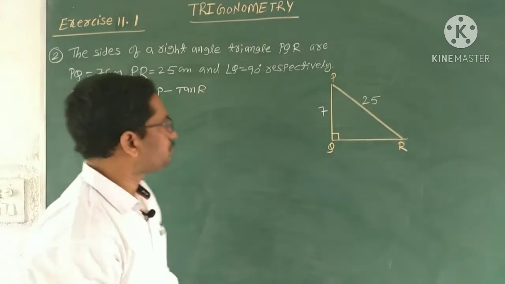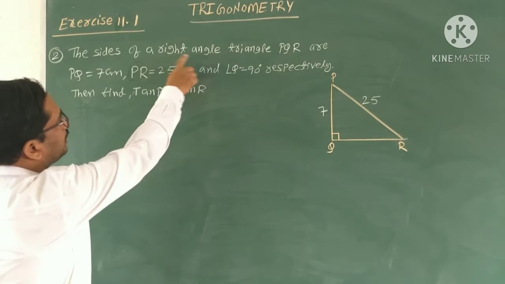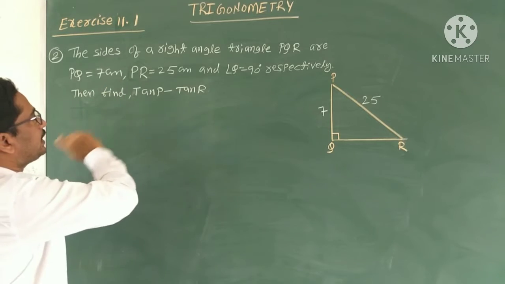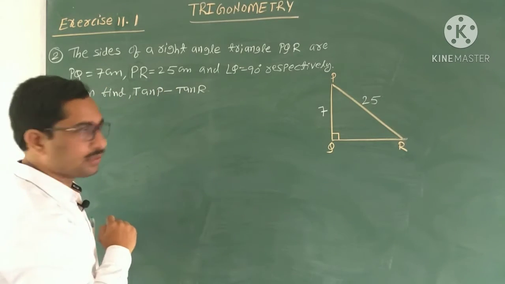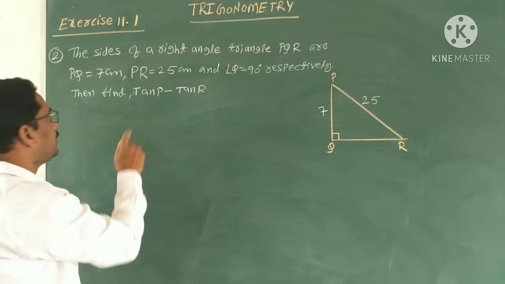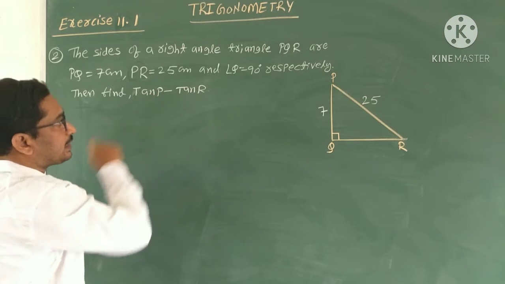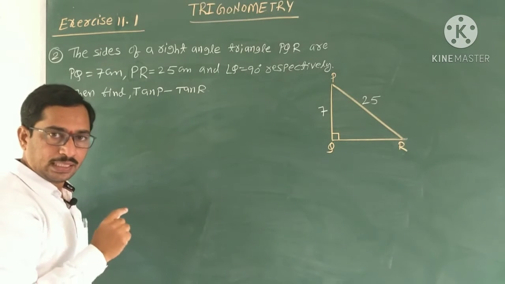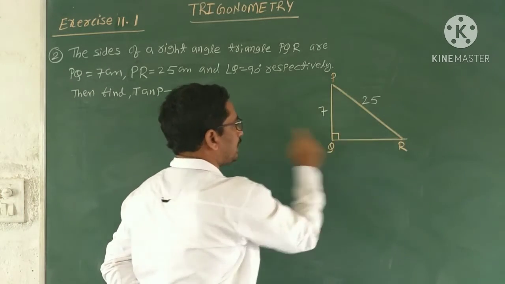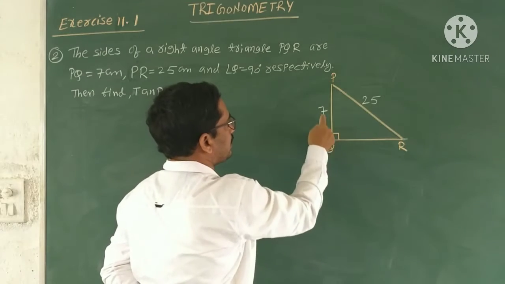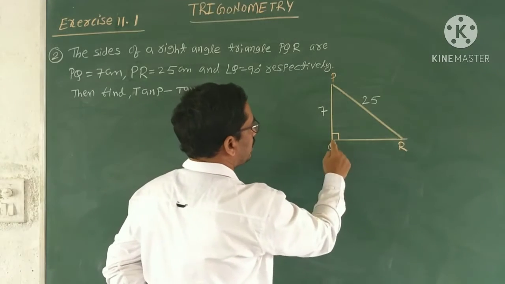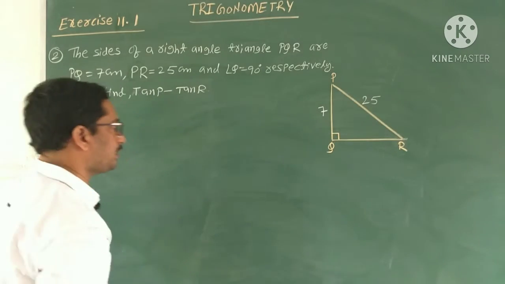Now see second problem. The sides of right angle triangle PQR are PQ equal to 7 centimeters, PR equal to 25 centimeters. And the angle Q is given 90 degrees respectively. Then find tan P minus tan R. See here in right angle triangle PQR, right angle at Q, PQ length is given 7, PR length is given 25. So first to find out the length of QR by applying Pythagoras theorem.